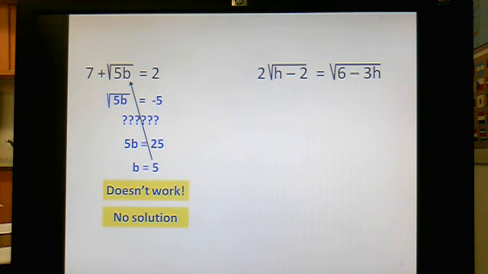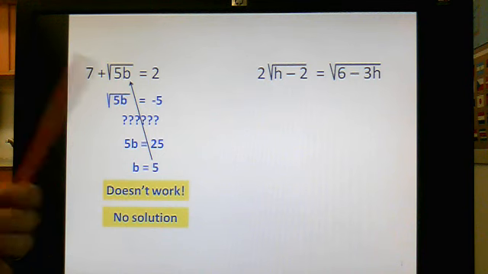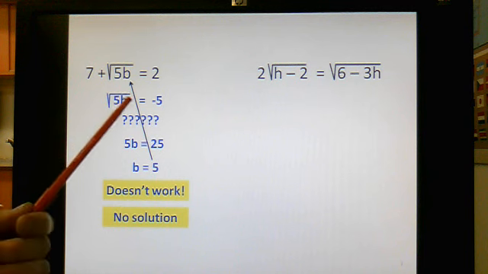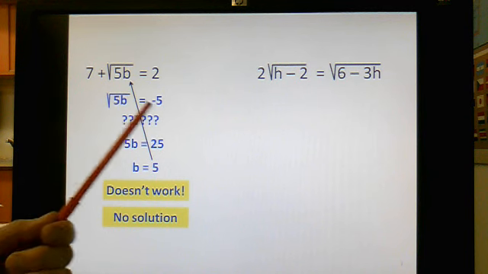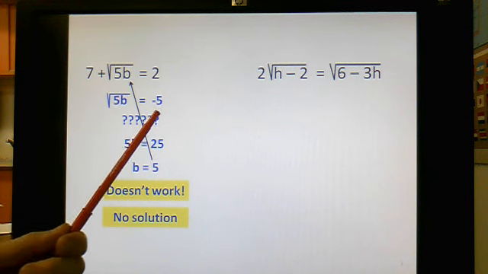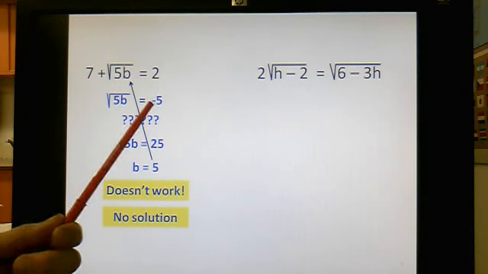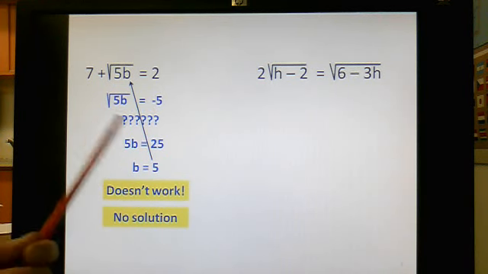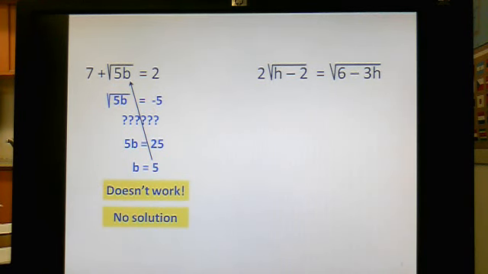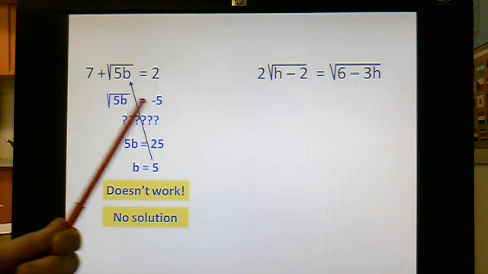One reason there's no solution is because when you plug it in, it doesn't work. The other reason is you can't take the square root of something and get a negative number. This is why I said in the beginning some people might have thought, wait a minute, that doesn't make sense. It doesn't. As soon as you get to this step, you know there's not going to be a solution because you can't take the square root of something and get a negative number.